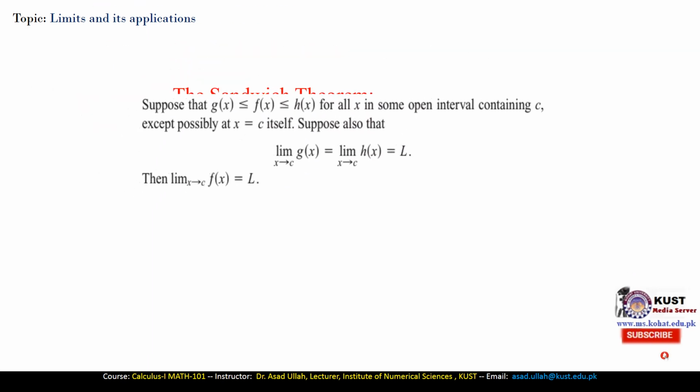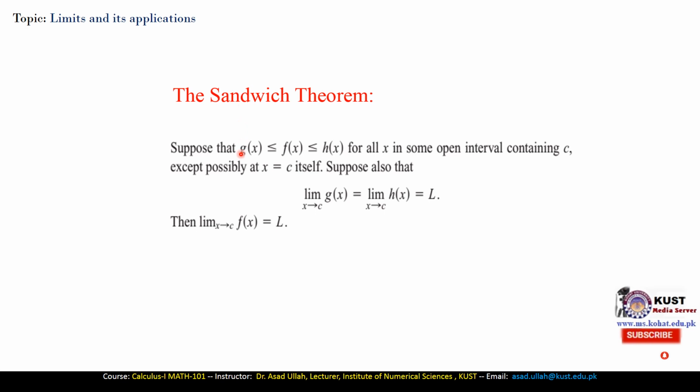Now the sandwich theorem. Suppose that g of x is less than or equal to f of x and f of x is less than or equal to h of x for all x in some open interval containing the point c, except possibly at the point x equal to c itself. Then assume that the limit of the function g of x at the point x equal to c and the limit of the function h of x at the same point c is equal to L. Then the limit of the function f at the point x equal to c will be equal to L.